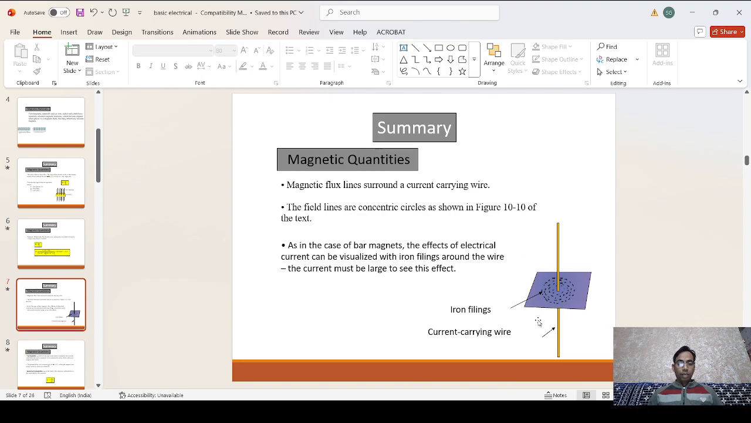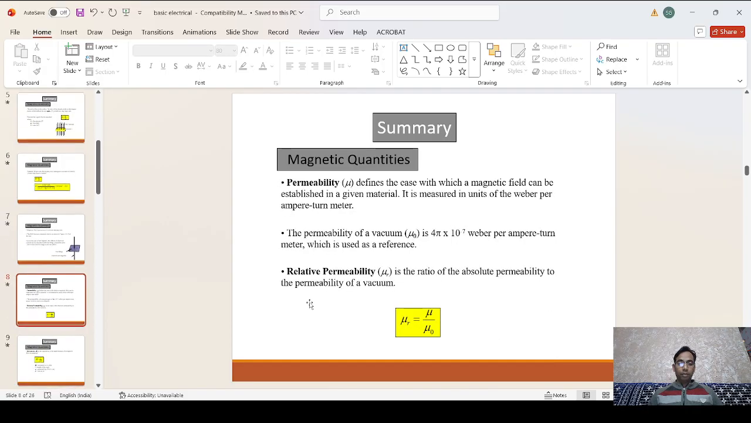And if a current carrying conductor is placed in the magnetic field, the magnetic flux lines travel, so the field lines are concentrated, as in the case of the bar magnet. The effect of electrical current can be visualized with iron filings around the wire, to see whether the effect of the current is lower or higher.